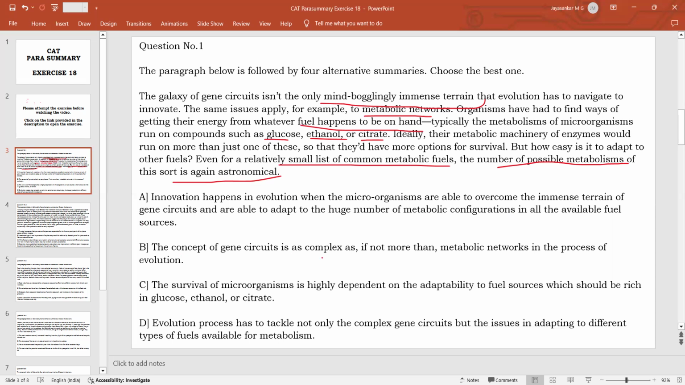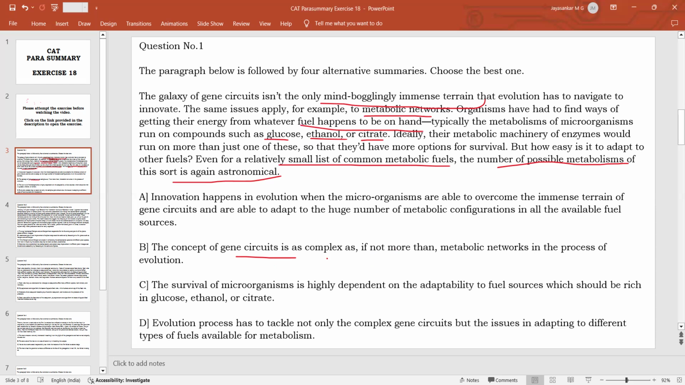Option B, the concept of gene circuits is as complex, if not more, than metabolic networks. Is it implied in the passage that the gene circuit complexity is either equal to or more than the metabolic network complexity? The passage is not saying which one is less complex or which one is more complex. It says that two important issues are there in innovation in evolution. One is the complexity of gene circuits. Another one is the complexity of metabolic networks.